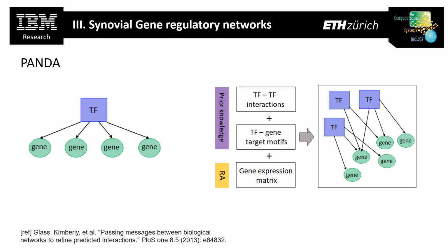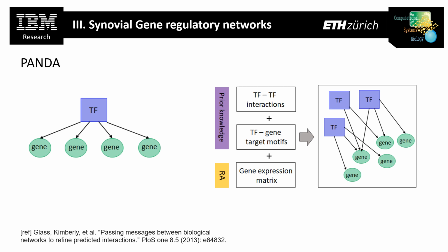So for the second method, what we do is that we build our own network, and for that we use PANDA, which is a method that is building a bipartite graph where basically a transcription factor is linked to several of its target genes through directed edges. And this network is built as follows. So you combine 3 data sources. The first one is prior knowledge about transcription factor interactions. And the second one is a list of the motif target genes for each TF. So this is prior knowledge that we get from databases.